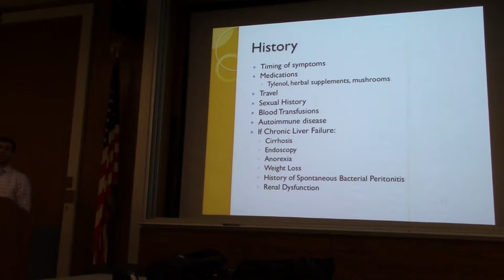You should ask questions like, have they ever had an endoscopy? Do they have anorexia, weight loss, history of SBP, any renal dysfunction? This kind of just helps you prognosticate where they are and where they're going.